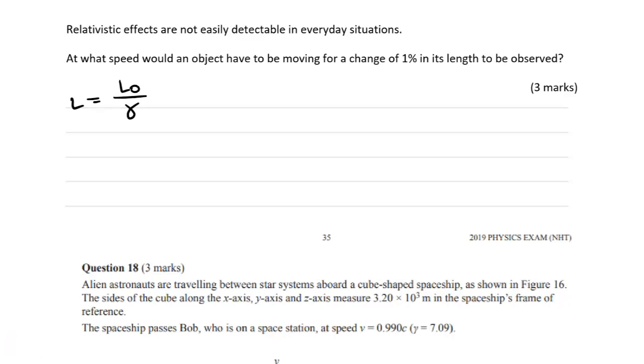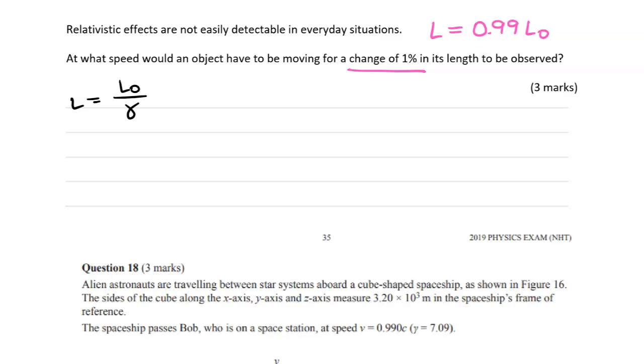So we're going to be using that, but I want to loop back to thinking about this change in 1% for a moment. If we have a change in 1%, then we're expecting the length to be 0.99 times the non-contracted, or the proper length here. So we'd be expecting L to be equal to 0.99 times L naught.